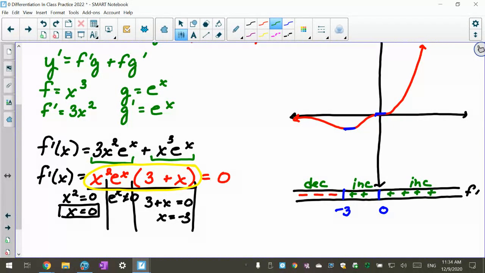So now it wants to know on what interval is my function increasing? Well, your function is increasing on the interval from -3 all the way to positive infinity, and that's your answer. So that is number 51.